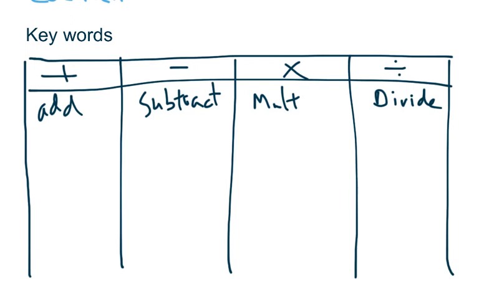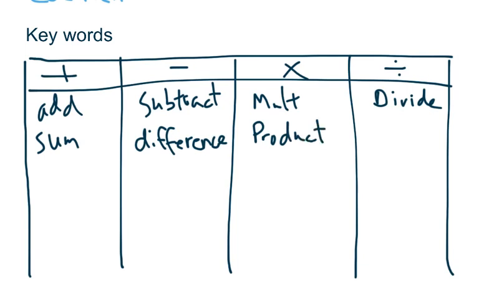But some other words might be used. So for example, you should be familiar with the word sum, S-U-M, not S-O-M-E, which means the result of addition. And here we have difference. That's the result of subtraction. Product is the result of multiplication. And then we have quotient, which means you're doing division. So if you see some of these words, they indicate a certain operation.